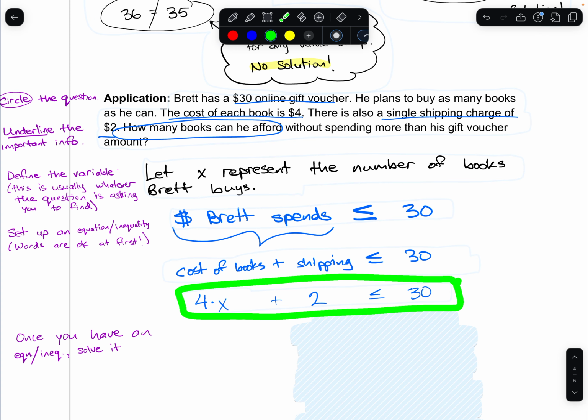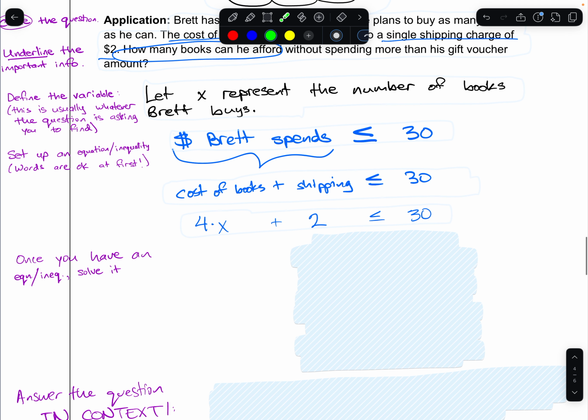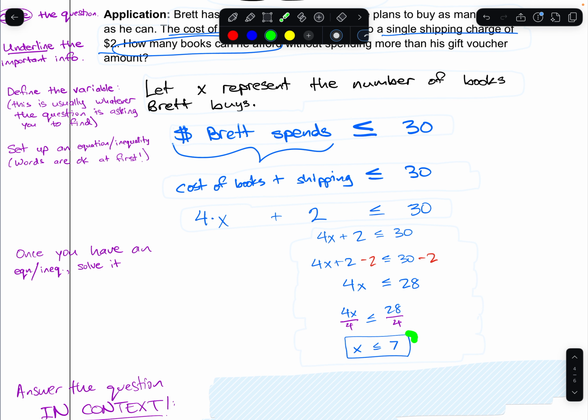All of the hard word problem work is done now. This looks just like a different inequality from earlier in this video. Please solve this on your own for X and see what you get. Hopefully, you got X is less than or equal to 7.